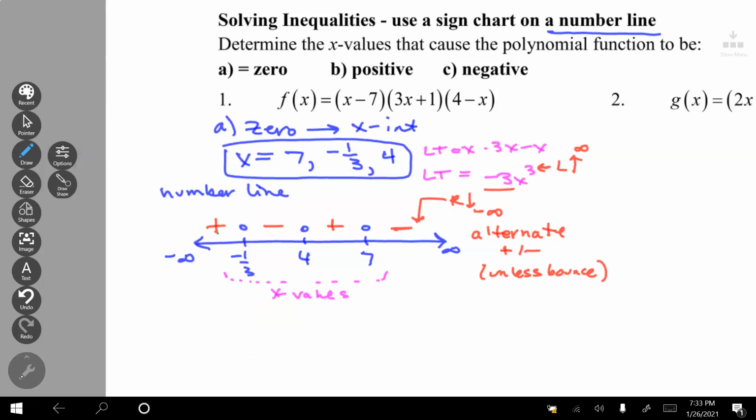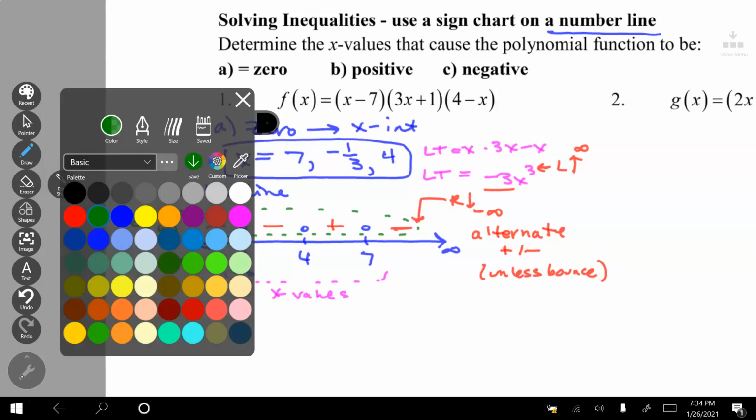Okay, so those plus and minus signs in red represent y values, or what the f of x is doing. So I'm not drawing a two-dimensional graph to see where things are above or below the x-axis. This number line is kind of like the x-axis, and I'm showing what's happening. So between negative infinity and negative 1/3, I would be above the x-axis, so I have positive y values, and between negative 1/3 and 4, I would have negative y values.